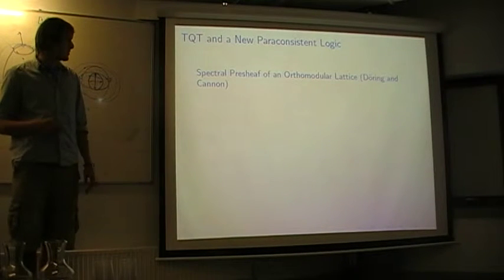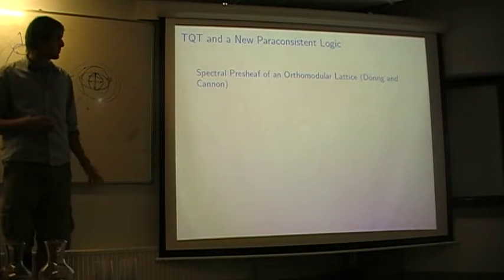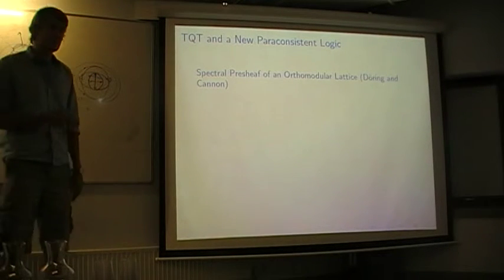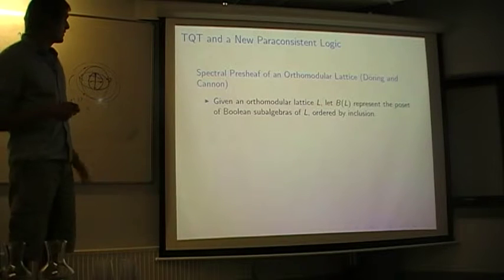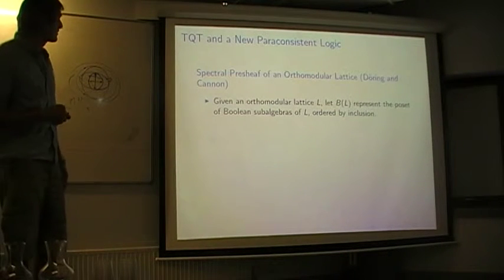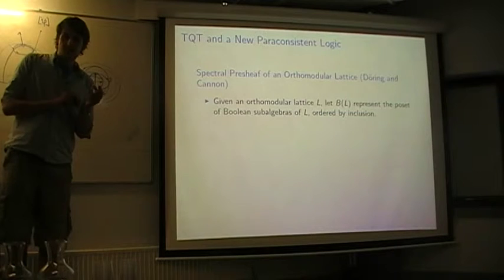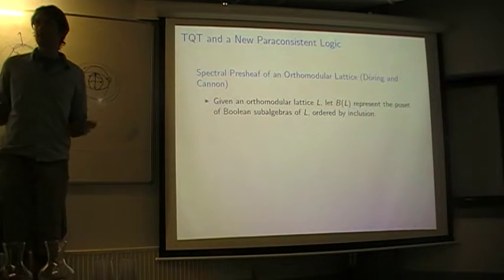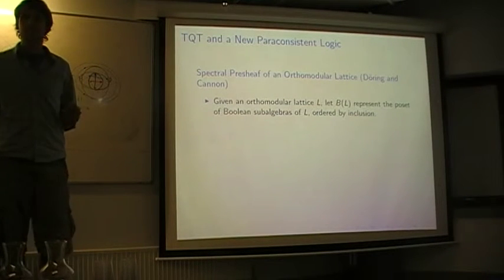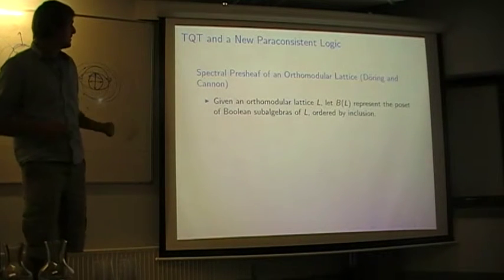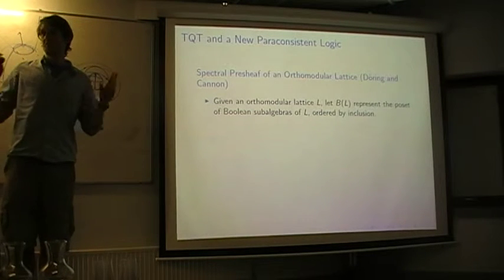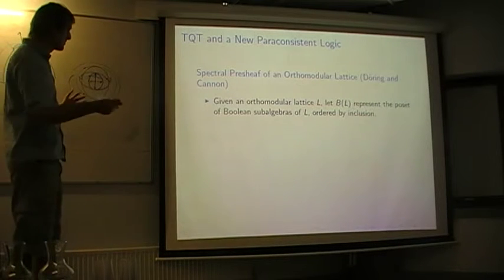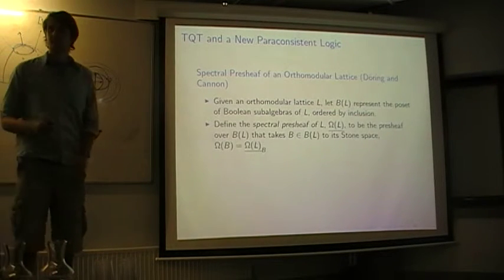So first of all, this is stuff by Andreas Döring and his student Sarah Cannon that they did here a couple of years ago. It's a quick way to present what I need. In quantum logic, we normally take some orthomodular lattice L. For our purposes, that's always going to be a projection lattice on some Hilbert space H. We let B(L) represent the poset of Boolean subalgebras of L, ordered by inclusion.